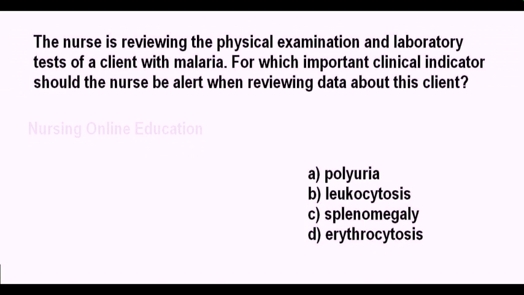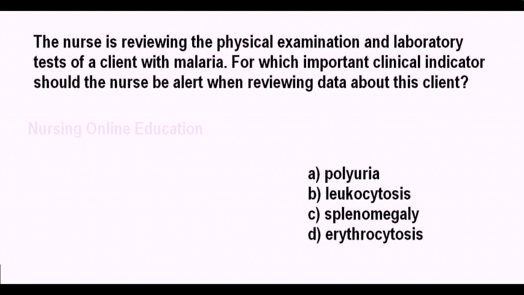The nurse is reviewing the physical examination and lab test of a client with malaria. For which important clinical indicator should the nurse be alert when reviewing data about the client? Polyuria, leukocytosis, splenomegaly, and erythrocytosis.